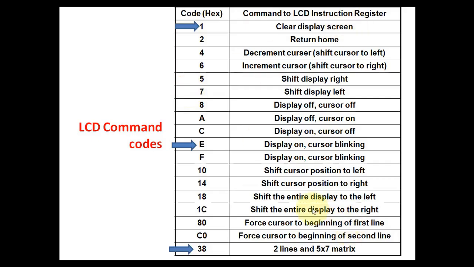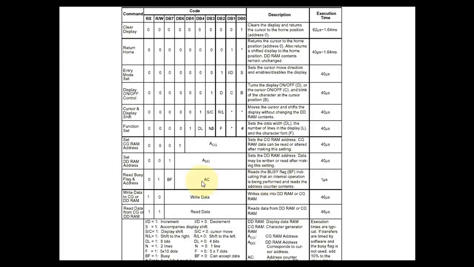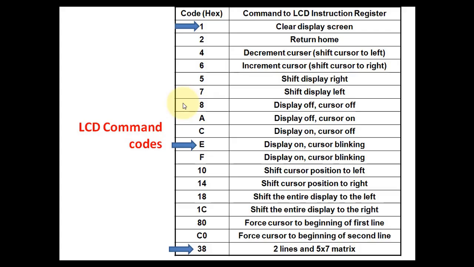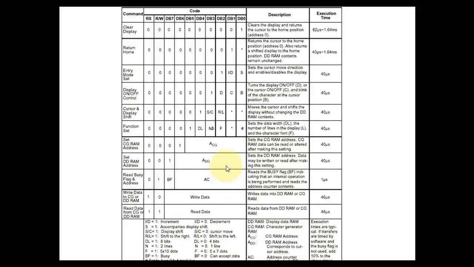You will get this chart from the standard LCD data sheet. Here you will find the value that you need to send for a particular command. For example, for clear display, here is the value 000001. So that's why we are sending the 01 value to the LCD command code register to perform this clear display task. So this chart information is from the standard data sheet of the LCD.